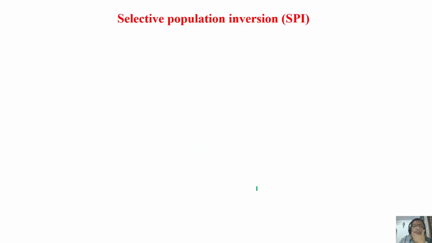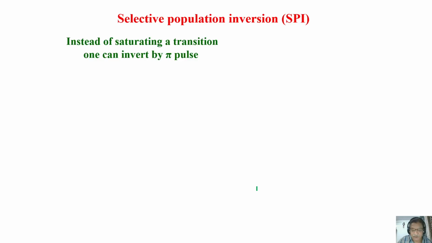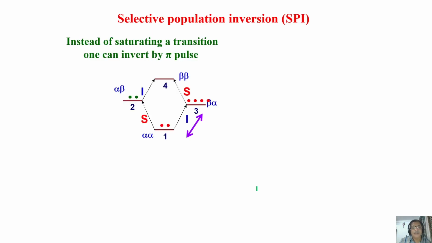On the other hand, we can also do the selective population inversion. What is population inversion? In the case of saturation, we are equating the populations. Now let us do a different thing. I apply a pi pulse on a particular transition. What does a pi pulse do? It will invert the populations, like magnetization which was here was brought here. This is a 180 pulse, right? So a 180 pulse inverts the spin populations.